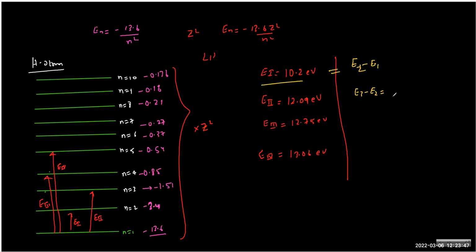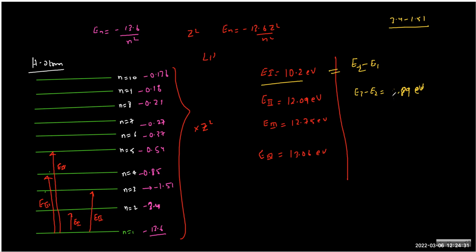3.4 minus 1.51. How much is this? Is it 1.89? Just check. I think this should be the answer. Right? Yes. So 1.89. Yes. Correct. Now, what is the value of the next transition?